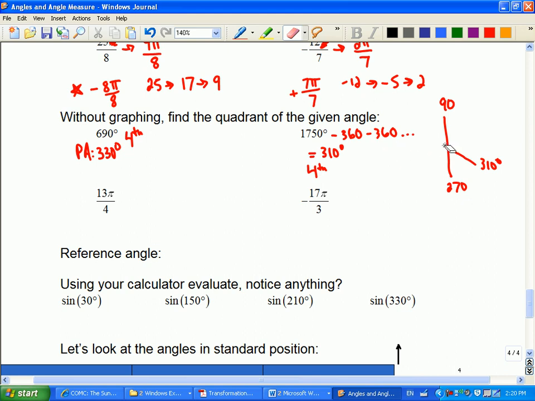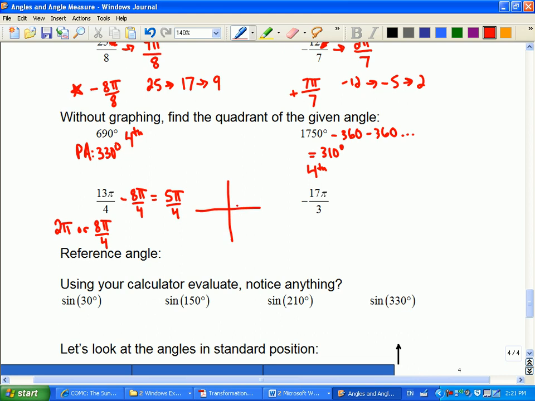Okay, you brave enough to do some radians? 13 pi over 4. Okay, let's walk through this one together then. 13 pi over 4. 2 pi's are going to be 8 pi over 4. So that takes me to 5 pi over 4. Am I in range now? I'm in range, so I can stop. That is a semicircle and a quarter more of a semicircle. So this is where I'd be in quadrant 3. Okay.